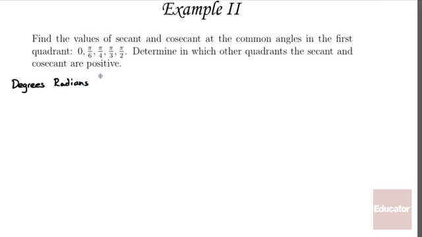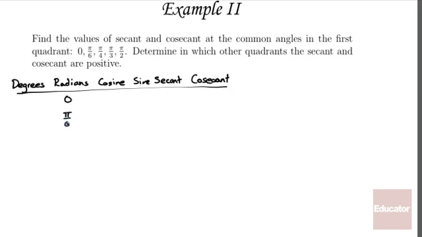So I'll write down degrees, radians, I'll write down the cosine and the sine, and then the secant and cosecant of each one. So I'll make a nice chart here. The values we were given were 0, pi over 6, pi over 4, pi over 3, and pi over 2. In terms of degrees, that's 0, 30, 45, 60, and 90.